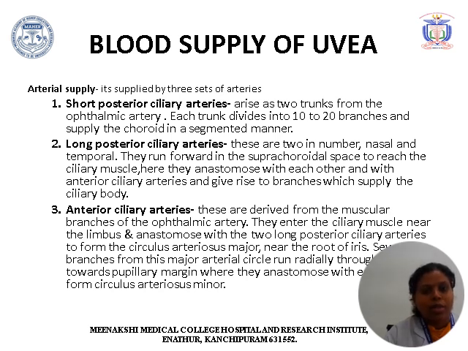Long posterior ciliary arteries are two in number, that is nasal and temporal. They run in the suprachoroidal space and reach the ciliary muscle. Here the two posterior ciliary arteries anastomose with each other and also with the anterior ciliary arteries and give rise to branches which supply the ciliary body. Anterior ciliary arteries are derived from the muscular branches of the ophthalmic artery.